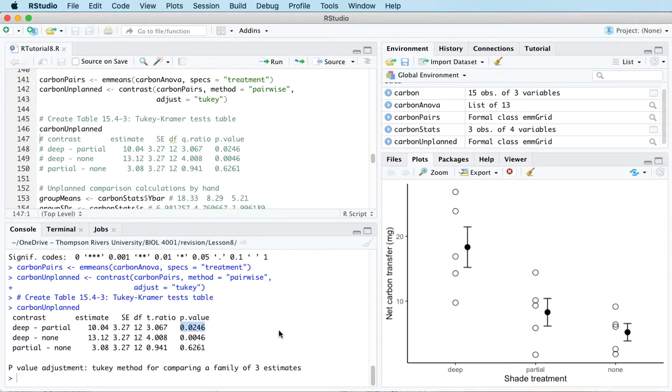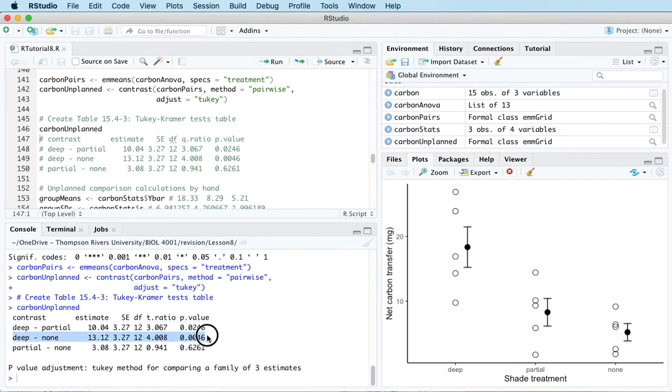Third step is the p-value. There it is, 0.0246. Fourth step, we're going to reject the null hypothesis in favor of the alternative hypothesis because 0.0246 is less than 0.05. So our conclusion is that the deep mean is different than the partial mean.